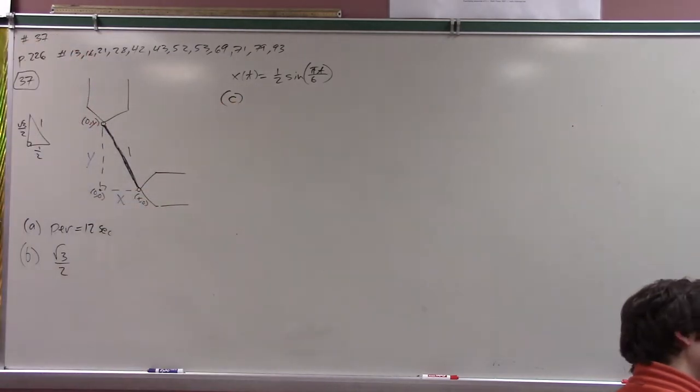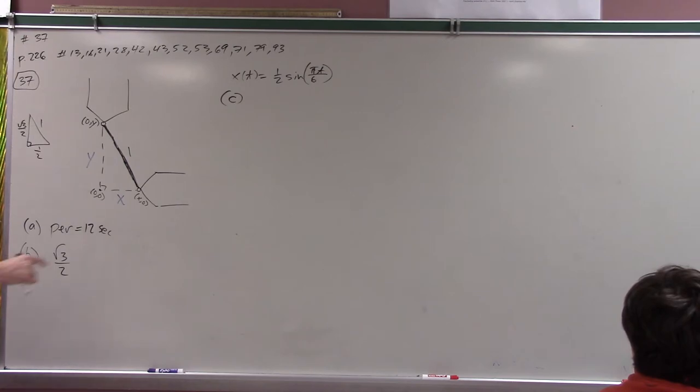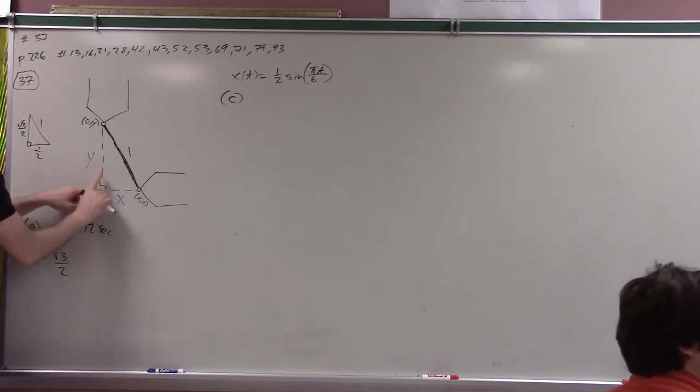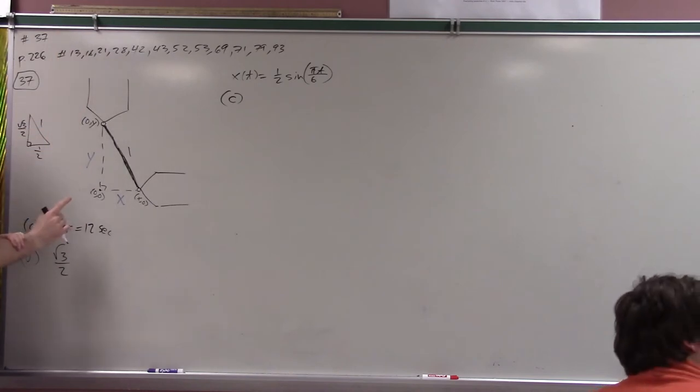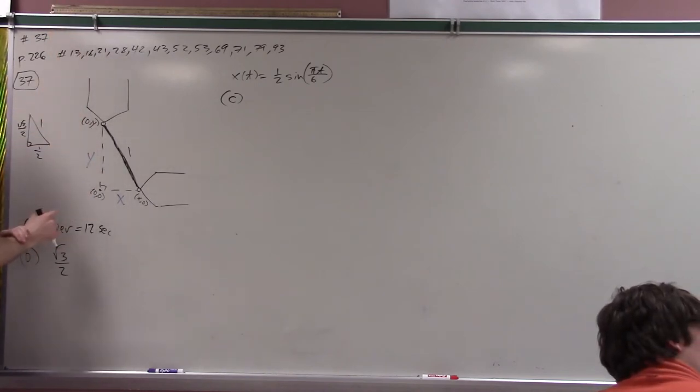Yes, Yael? I thought that the lowest point of the y-coordinate is when x is 0, because then it's lower. No, look at the picture. When x is 0, the rod will be straight up in the air. It's not moving. When x is 0, y is 1.